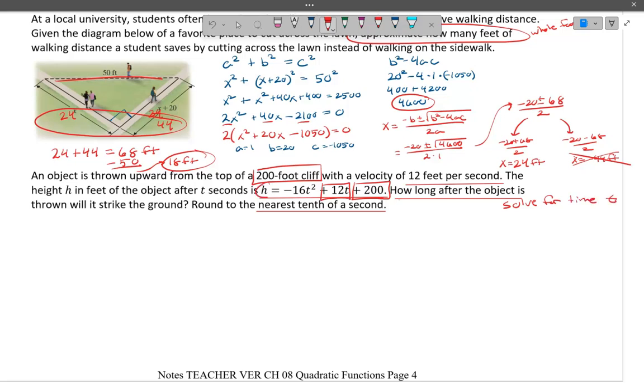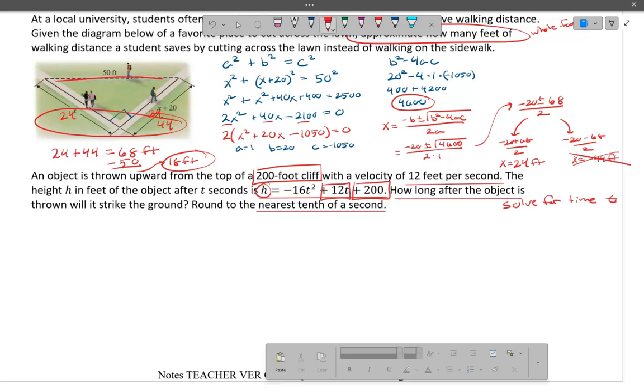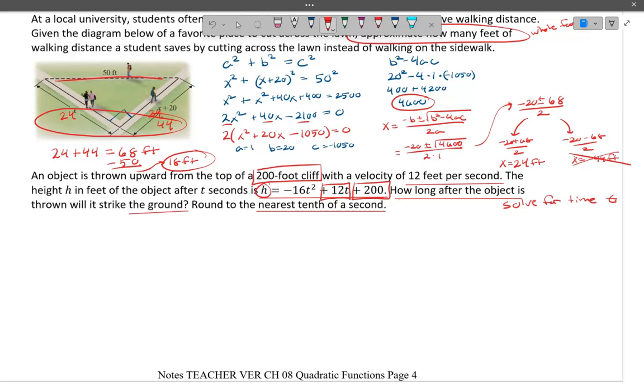So they have to tell us something about the height. How long after the object is thrown will it strike the ground? The ground tells us that the height is 0. So we can go ahead and substitute 0 into the equation. And then we can use our quadratic formula to solve.